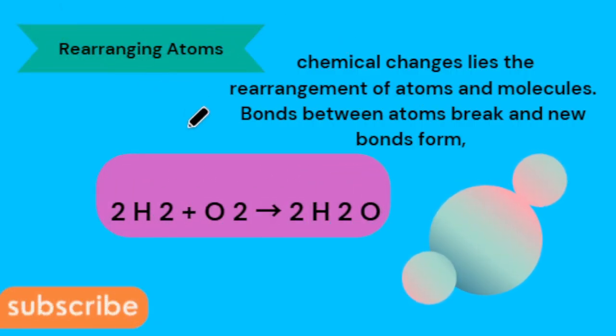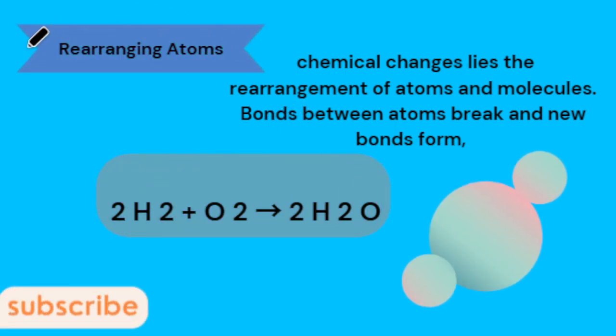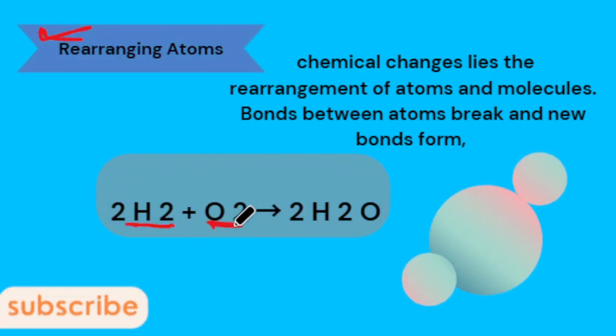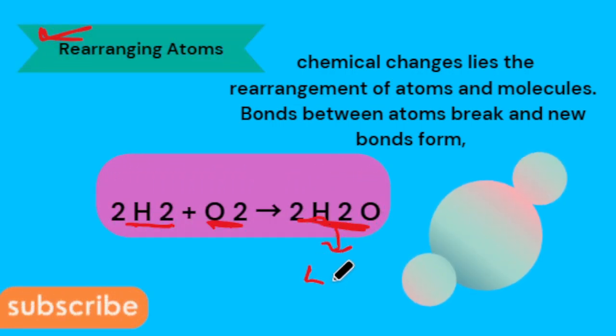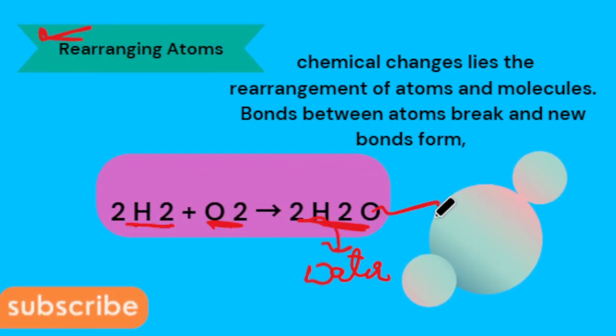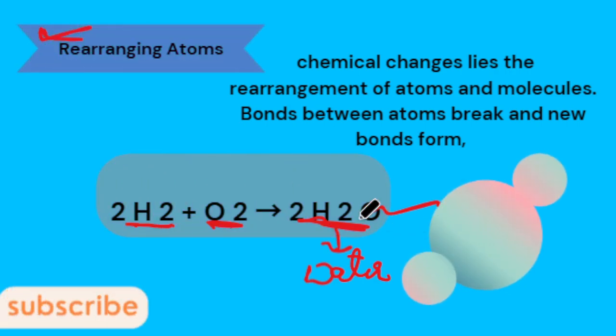The first example I take is rearranging atoms. In chemical changes, the first one is atoms rearrange themselves and make a new product. So I take the example where hydrogen and oxygen bond with each other and make a new product, that is water, H2O. Here H2, hydrogen gas, and oxygen gas rearrange themselves and get new products. So yes, some bonds are broken and some bonds are made in this process.